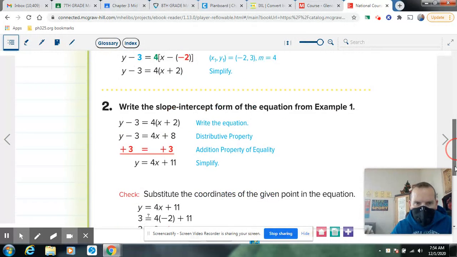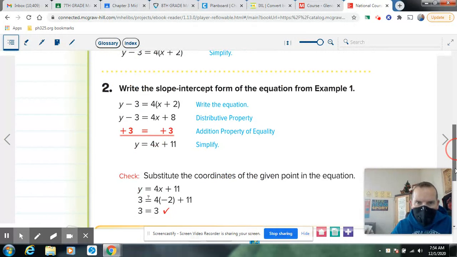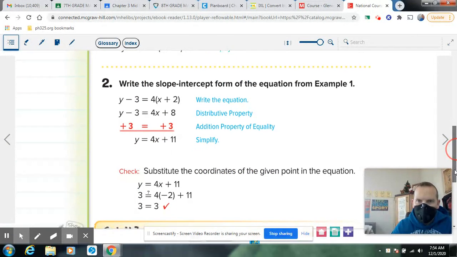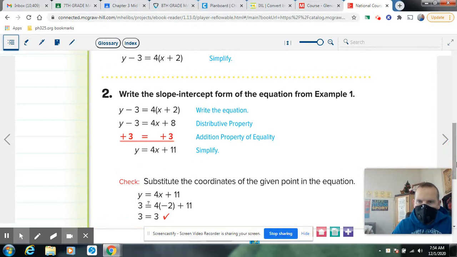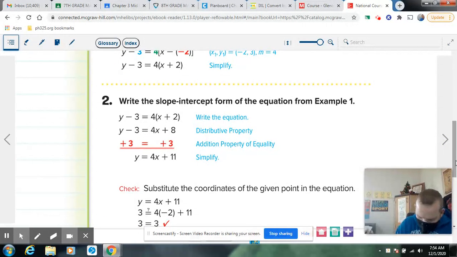Now, example number 2 says write the slope-intercept form of the equation from example 1. Ooh, you have to remember slope-intercept form is y equals mx plus b. Again, write down your notes. That is slope-intercept form. That is point slope form. So we have our answer for number 1.